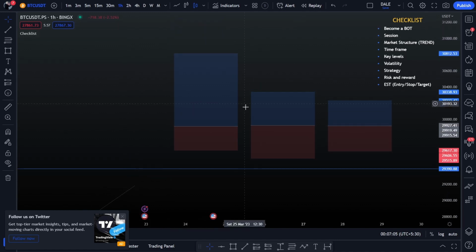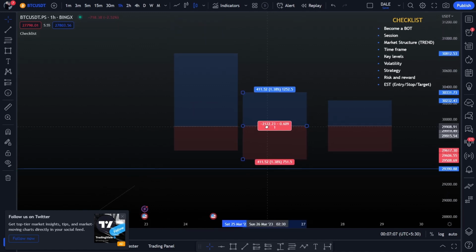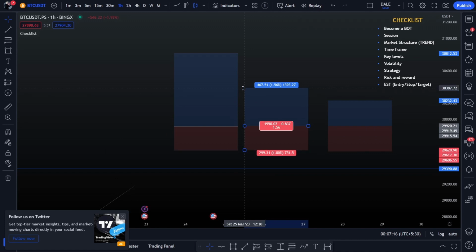Let's stick with three now for an intraday, just for an intraday. And let's keep this as two. Yeah, let's keep this as two.